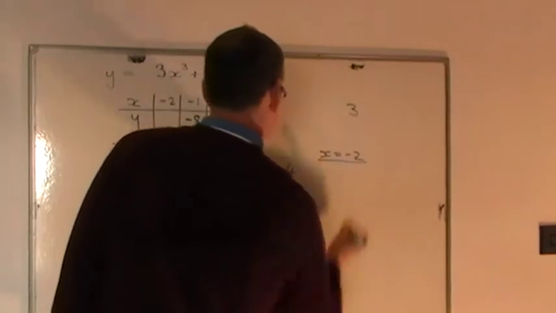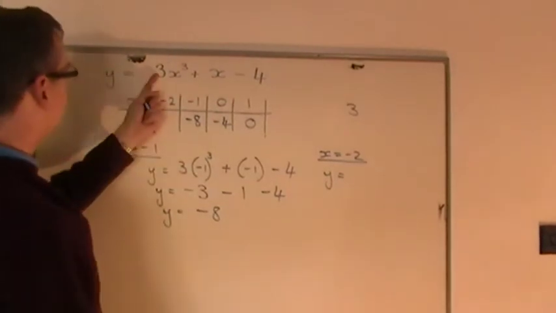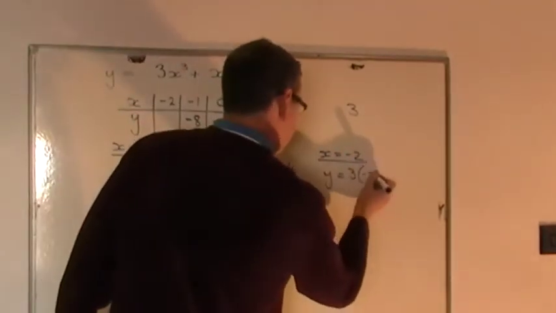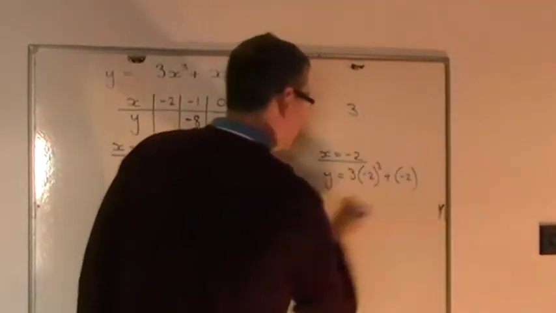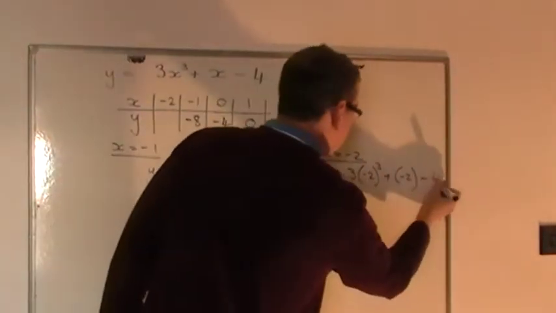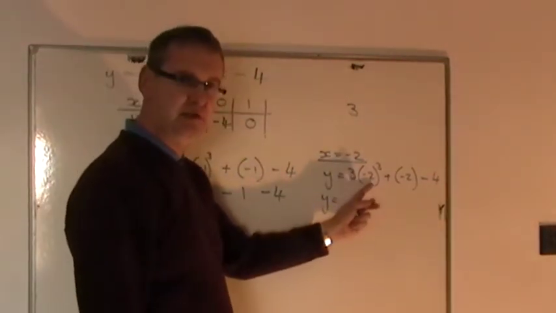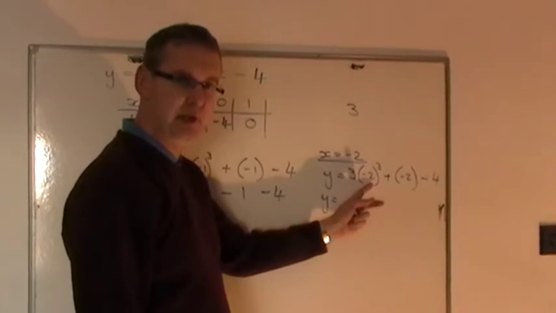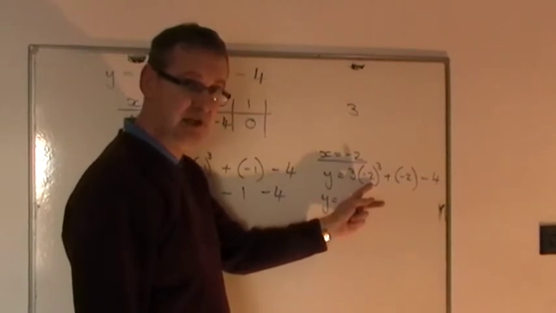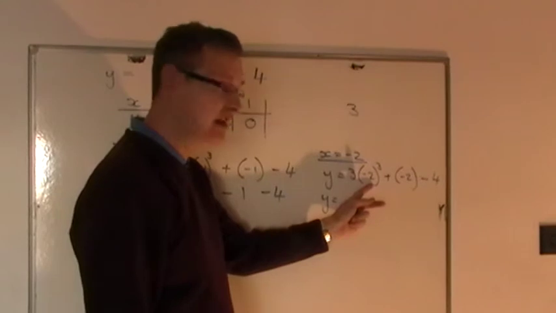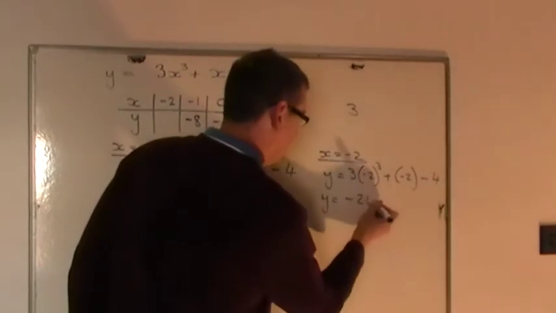x equals minus 2. Minus 2 then. Here we go. y will be equal to 3 lots of minus 2 cubed. So 3 lots, put the minus 2 in a bracket, we need to cube it. Plus x, plus bracket minus 2. Take away 4. Be careful. Minus 2 times minus 2 times minus 2. A minus times a minus is a plus, times another minus is a minus. 2 times 2 times 2 is 8, not 6. 2 times 2 is 4, 4 times 2 is 8. So that's minus 8. You treble it, you get minus 24.